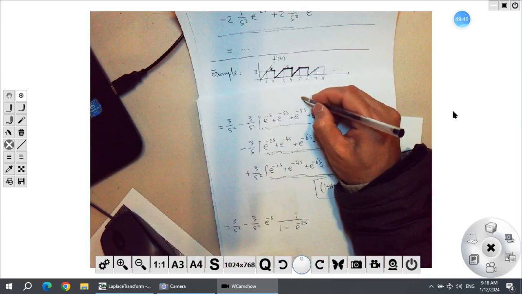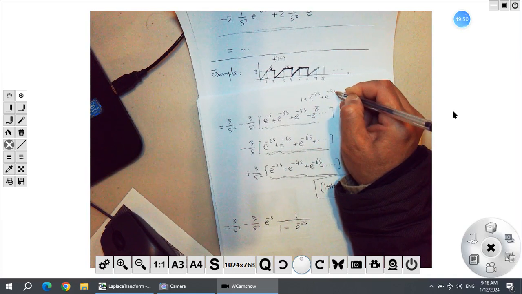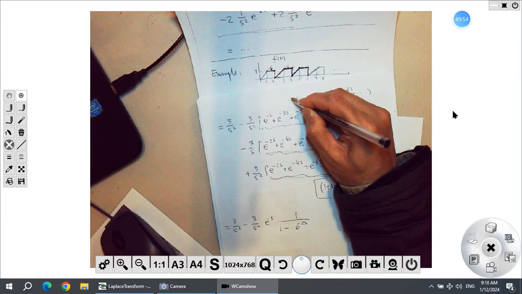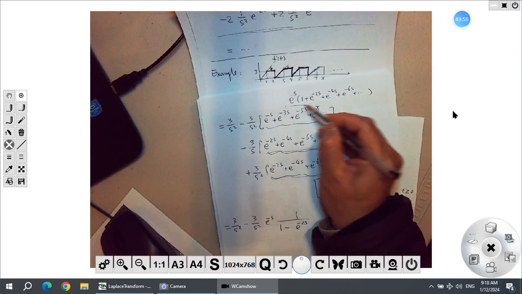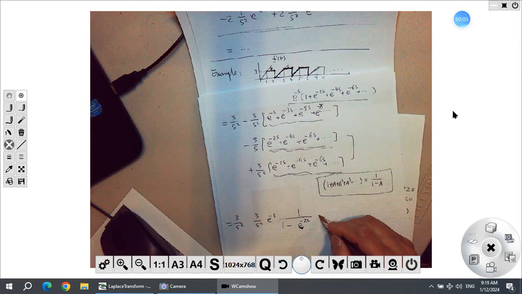It's 1 plus e to the negative 2s plus e to the negative 4s plus e to the negative 6s plus, and so on, times e to the negative s. Right? This one is this one. Okay, and the second term is minus.